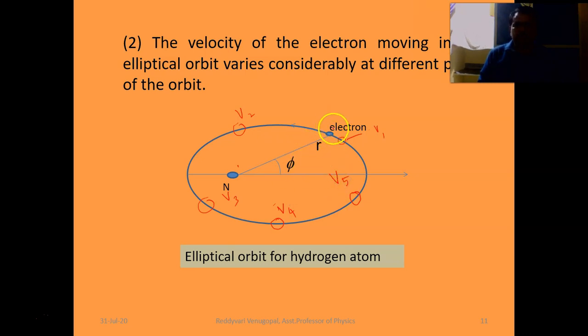Sommerfeld explains that at different positions in the orbit, the electron velocity varies considerably. So the variation from v1 onwards is not negligible. There is a considerable amount of difference. That is the second modification. So the elliptical orbit for the hydrogen atom is explained like this. Here, to explain the position of our electron, we have to consider two coordinates, r and phi. These are called spherical polar coordinates for two dimensions.